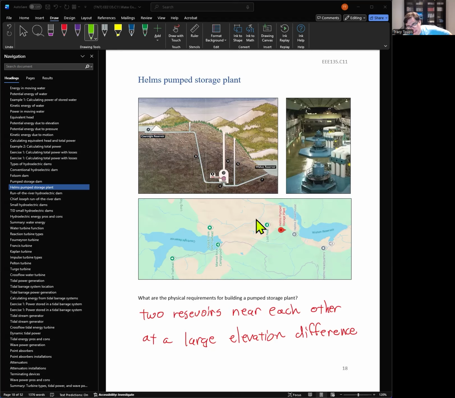Down here, this is kind of a topology map. You can see that they're within close distance to each other, not too far, not too close, but definitely you have two naturally occurring reservoirs. So this is an ideal location to build it. What are the physical requirements for building a pump storage plant? You need two reservoirs near each other, and you have to have a large elevation difference. If both reservoirs are at an equal level, you're not going to get much power pumping or letting water through, because your height difference isn't much.